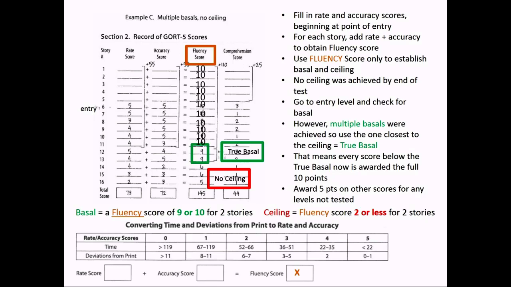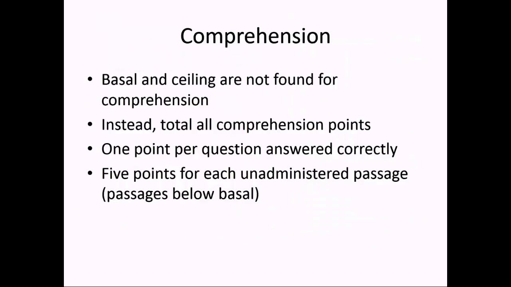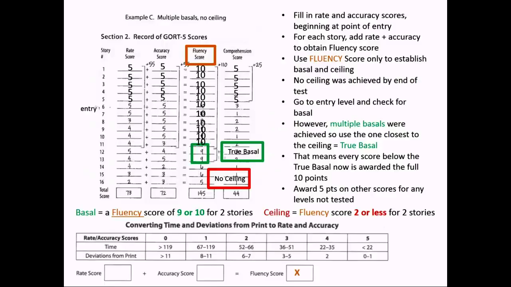Make sure you understand that principle of a true basal. And now the same is going to be true for these other scores. What's going to be true is that they get the full 5 points for any of those that they didn't read. They get those points. It isn't going to change the scores for stories 6 through 11 because only the fluency score is used for basal and ceiling.